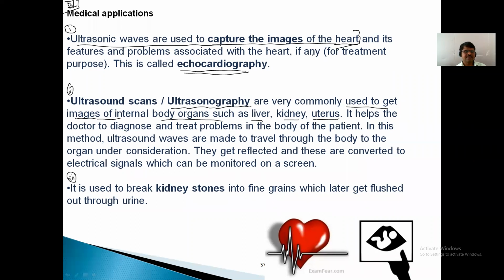Third, it is used to break kidney stones into fine grains, which later get flushed out through urine. Okay, it is used to break the kidney stones.